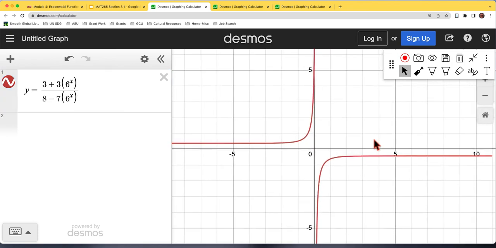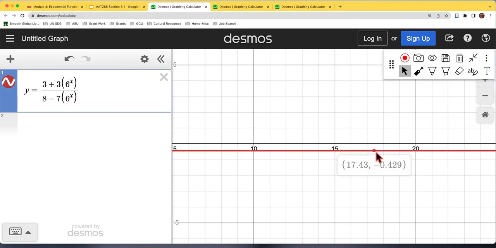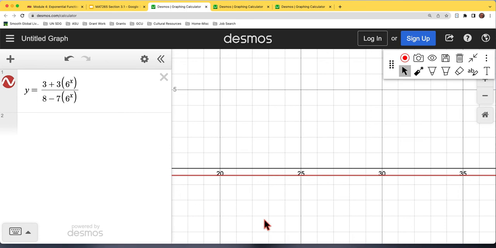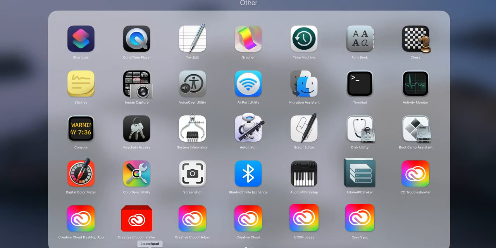And again, what we want to see is, as we go to positive infinity, what's happening? Well, we see a y value getting close to -4.29 pretty quick. Right, this -4.29. What is 3 divided by 7 anyway? Negative 0.4. Well, let's see. Where's my calculator?